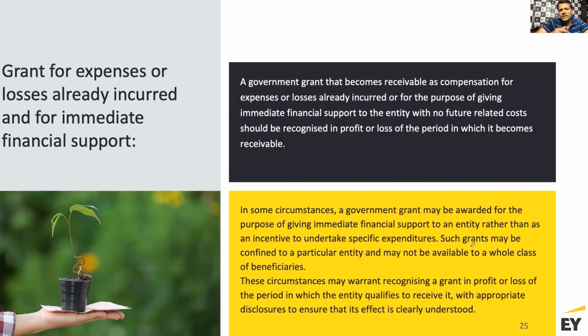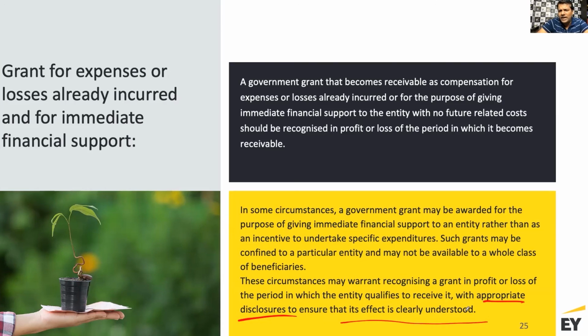In some circumstances, a government grant may be awarded for the purpose of giving immediate financial support to an entity rather than as an incentive to undertake specific expenditure. Now, in this case, you've got to record this immediately with appropriate disclosure to ensure that its effect is clearly understood. We don't see this on a common basis, right?